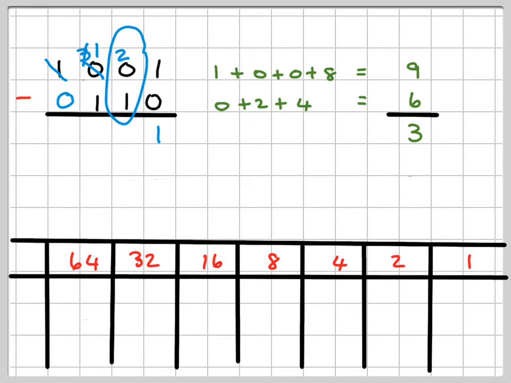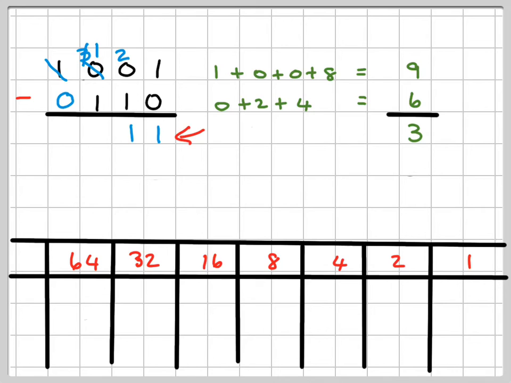We now have borrowed. 2 minus 1 leaves us with 1. And then we're on to this column over here. 1 minus 1 leaves us with 0. We won't write it down. And this one, first column is also a 0 minus a 0 because you took away that 1. We are left with the binary number 1, 1.